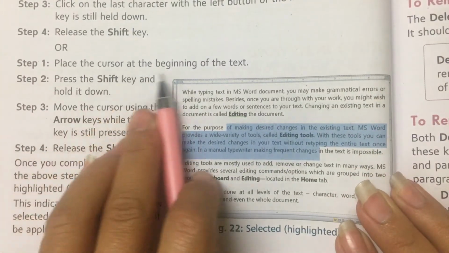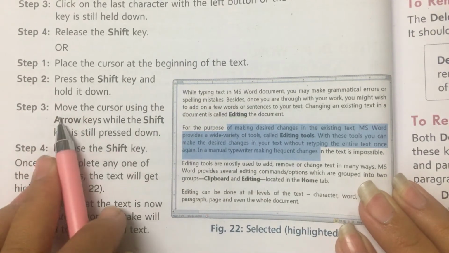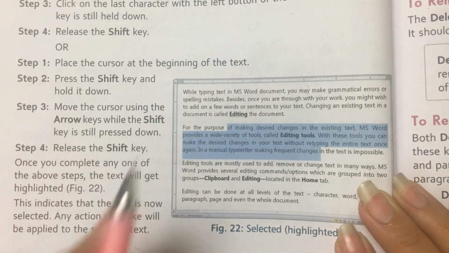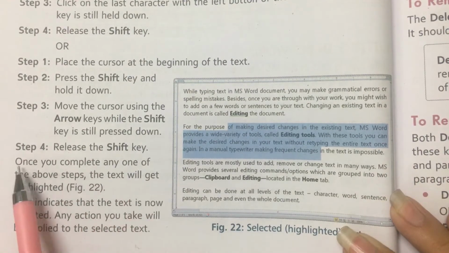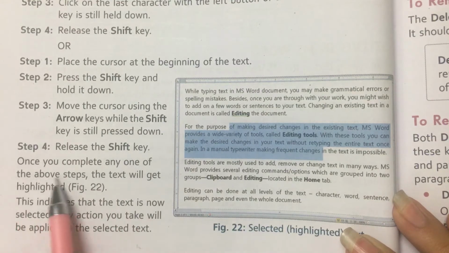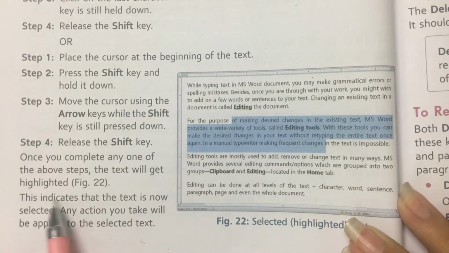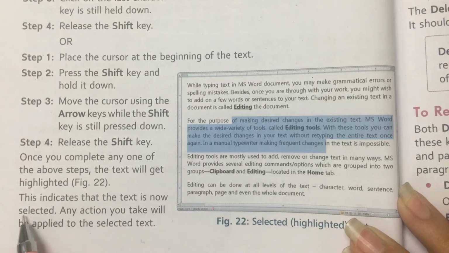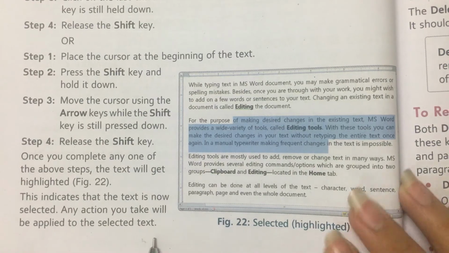Place the cursor at the beginning of the text. Press the Shift key and hold it down. Move the cursor using the arrow keys while the Shift key is still pressed down. Release the Shift key. Once you complete any one of the above steps, the text will be highlighted. This indicates that the text is now selected. Any action you take will be applied to the selected text.